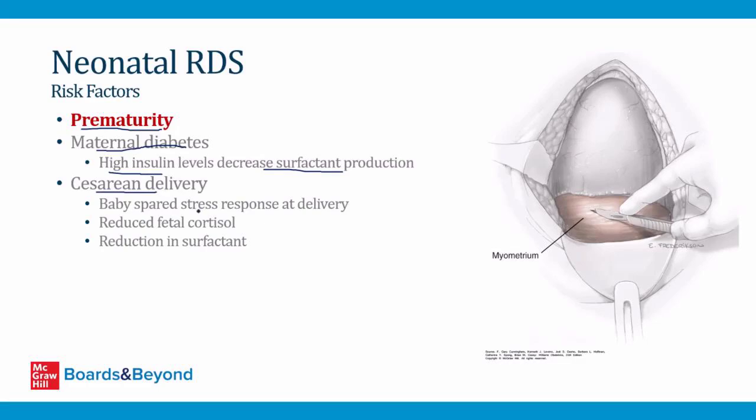That's because there's a stress response at delivery when the delivery is vaginal, and this triggers the baby to release cortisol, which is good for surfactant production. So in a cesarean delivery, there's reduced fetal cortisol, and this can lead to a reduction in surfactant production.